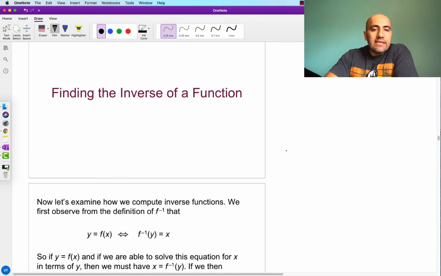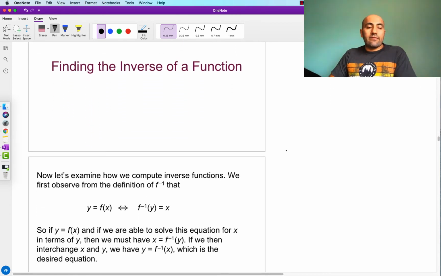Okay, so finding the inverse function. Well, this one's a little bit different. Here, they're not asking you to prove that two functions are inverse functions of each other. They're going to be asking you to find it, right? So given a function, find its inverse function. So let's examine how we compute the inverse functions.